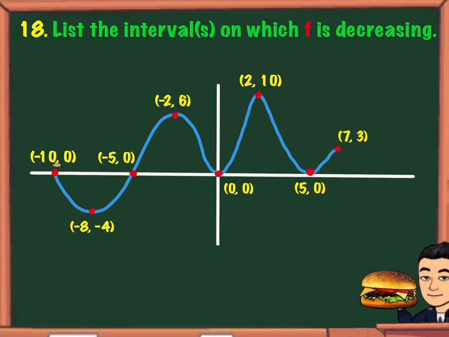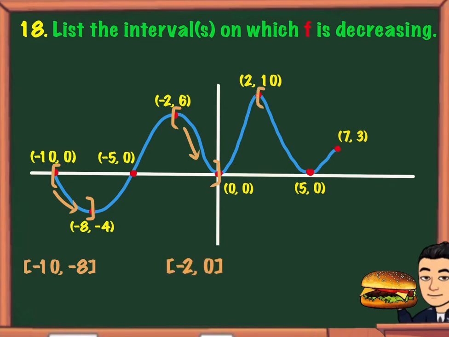So the first one is going to be right here. This is decreasing. So you want to put a bracket, -10, comma, -8. And this part is also decreasing. So the bracket is going to be -2, comma, 0. The last one is going to be right here. This is also decreasing. So the bracket says 2, comma, 5.